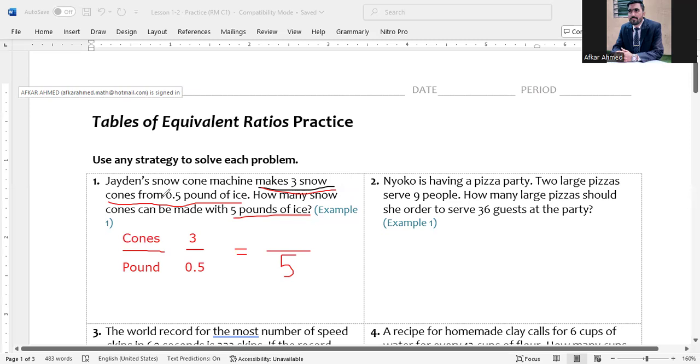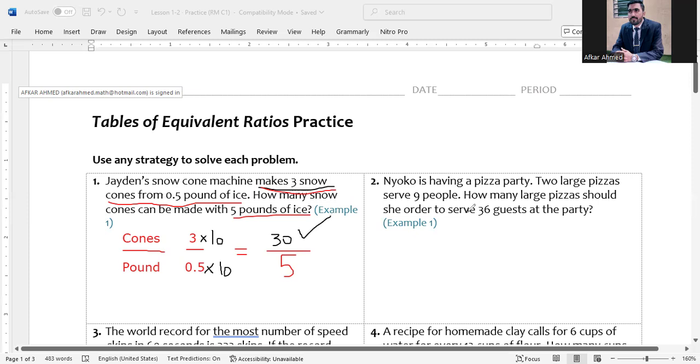So simple, we have to find the relation between these two numbers, 0.5 and 5. What number do you multiply by 0.5 to give you 5? As we know, if we multiply 0.5 by 10, it will give us the number 5. So if you are multiplying here by 10, you will also multiply here by 10. And 3 times 10 will be 30. So you can make 30 cones from 5 pounds of ice. This is your answer, just 30 cones.